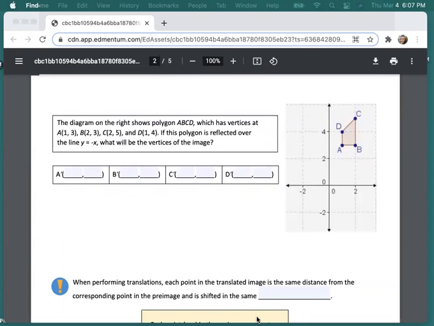Okay, so the diagram on the right shows polygon ABCD, which has vertices at A is at 1, 3, B is at 2, 3, C is at 2, 5, and D is at 1, 4. If it's reflected over the line y equals negative x, what will be the vertices? So y equals negative x is this line right here, and we're going to reflect this across.